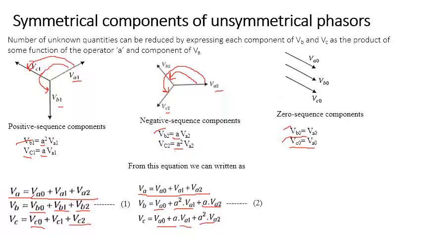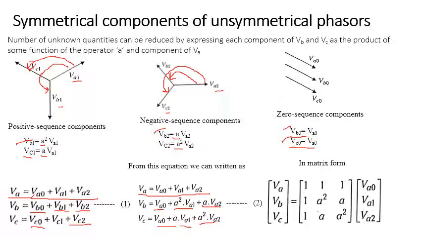So if you consider this as the equation 2, and write it in the matrix form, left hand side is the term VA, VB and the VC. VA0, VA1 and VA2 are the common, so this becomes VA0, VA1 and VA2. The next term is 1, 1, 1, next is 1 A square A, 1 A square A, because multiplied by A square, this is A, this is 1 A square.